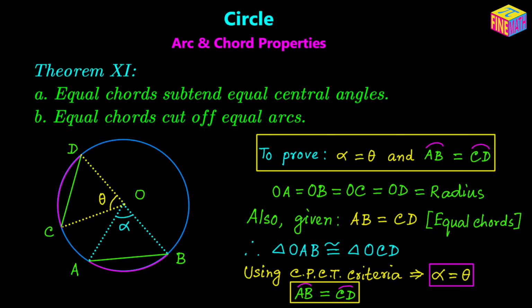Also, I would like to mention one other thing, that from the diagram you can clearly visualize that a larger chord will subtend a larger central angle. If we are talking about two chords which are smaller than the diameter, but one of them is larger than the other, then whichever chord is larger will subtend a larger angle, and whichever chord is smaller will subtend a smaller angle. That's pretty obvious from the diagram. And along the same line, we can also say that larger chords will cut off larger arcs and smaller chords will cut off smaller arcs.